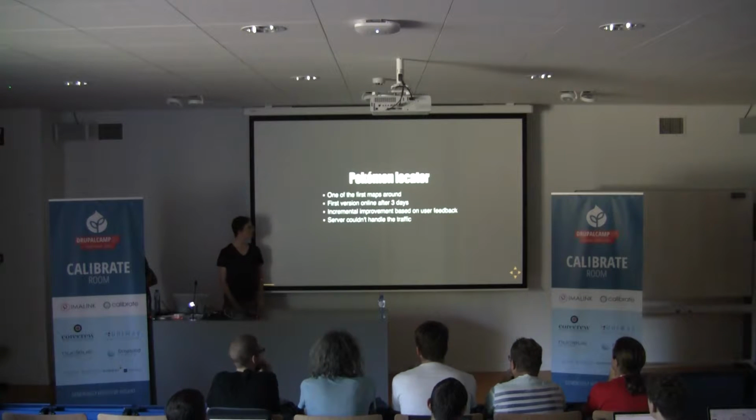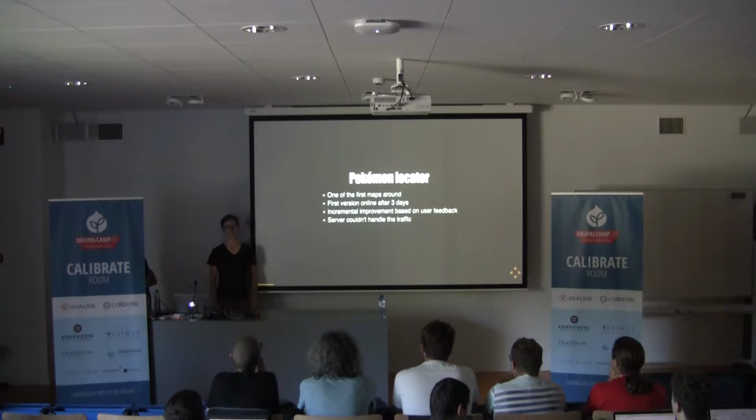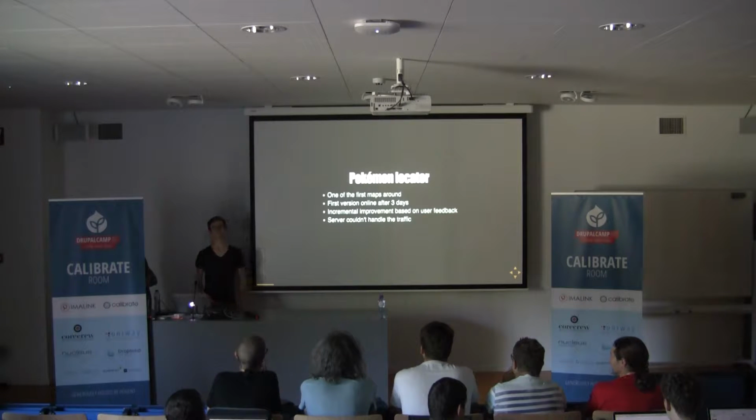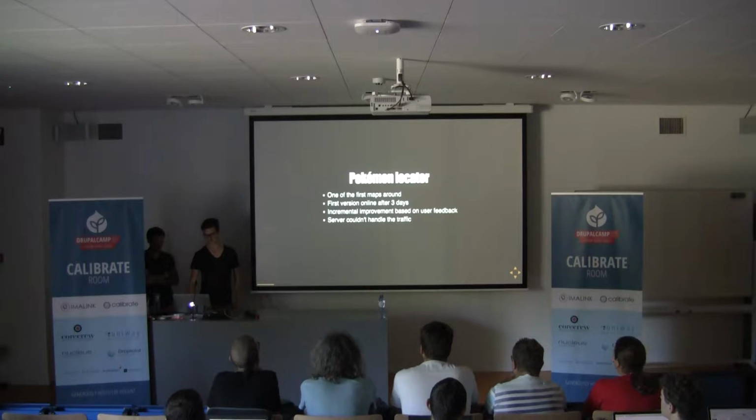So, Pokémon Locator was, as far as we know, the first map around. It was launched in Belgium, the day Pokémon GO came out in Belgium. A week before that it was already live in the US, and there were tips and tricks and hacks to already start playing, but we didn't do that. We waited, because patience is a virtue.